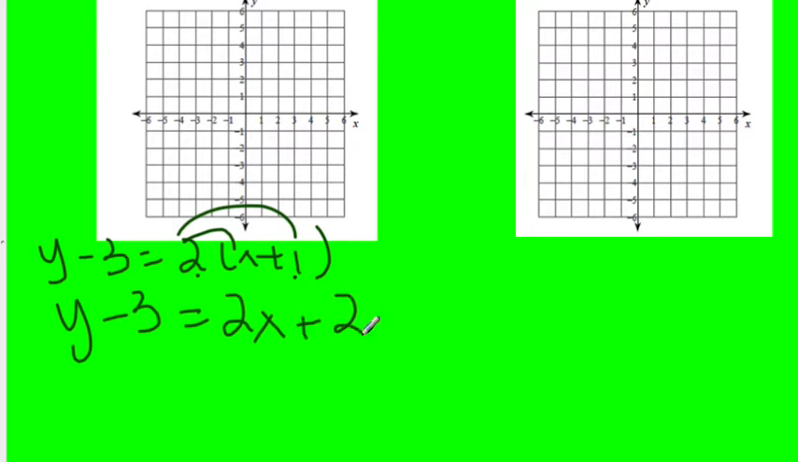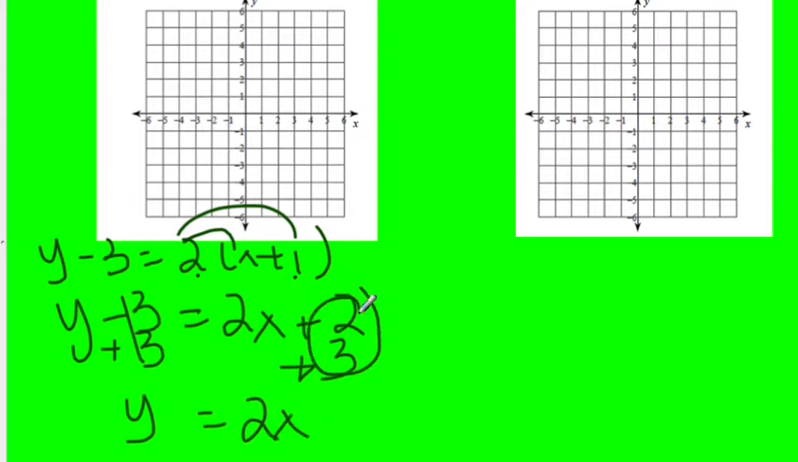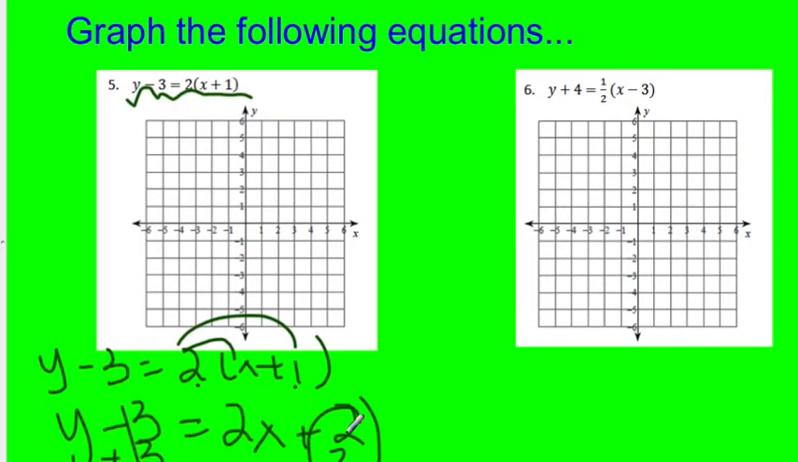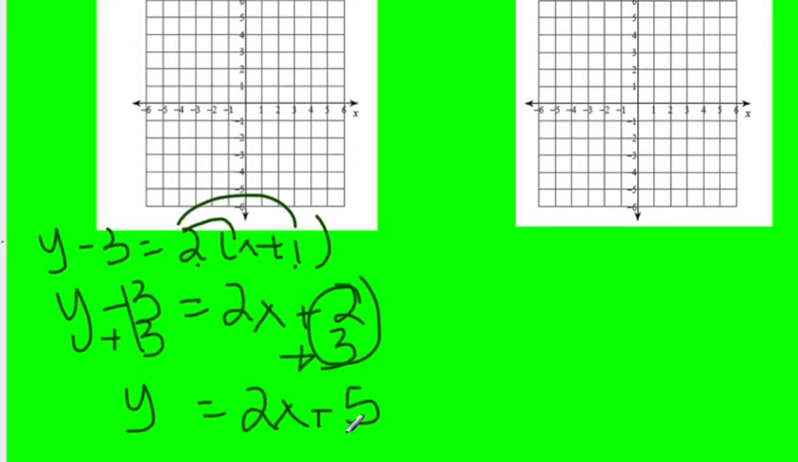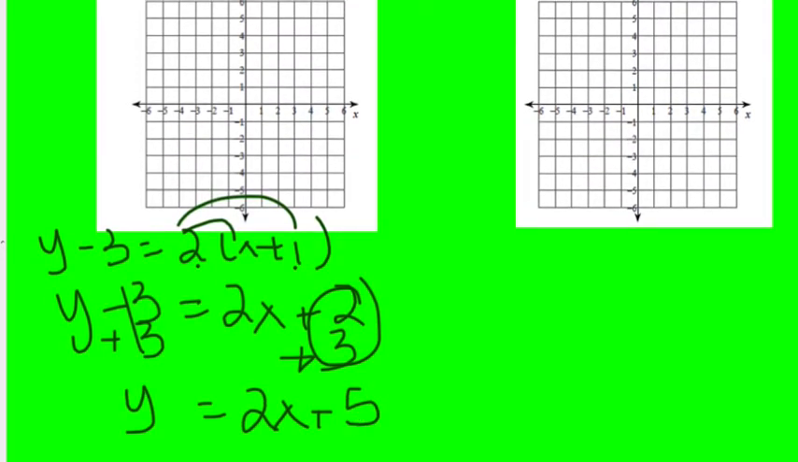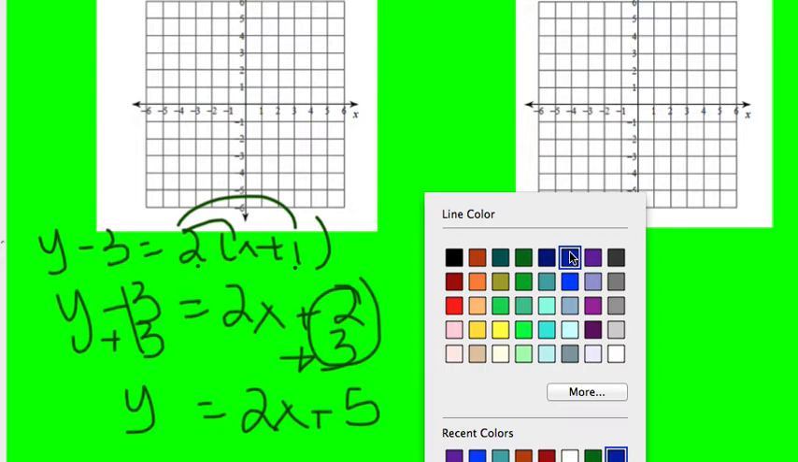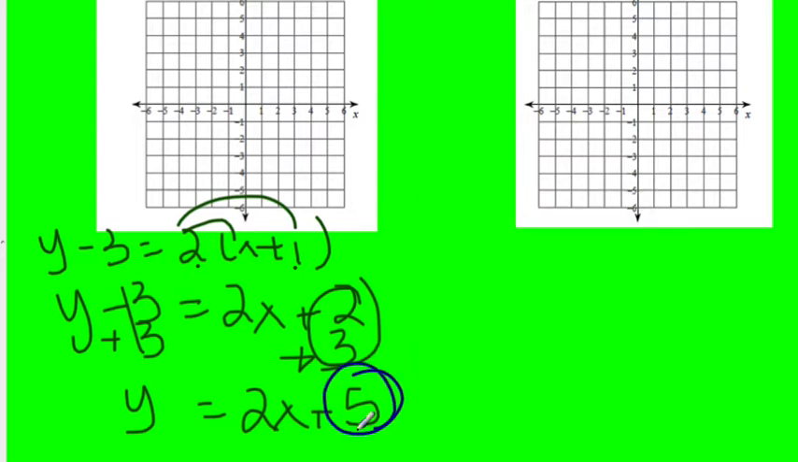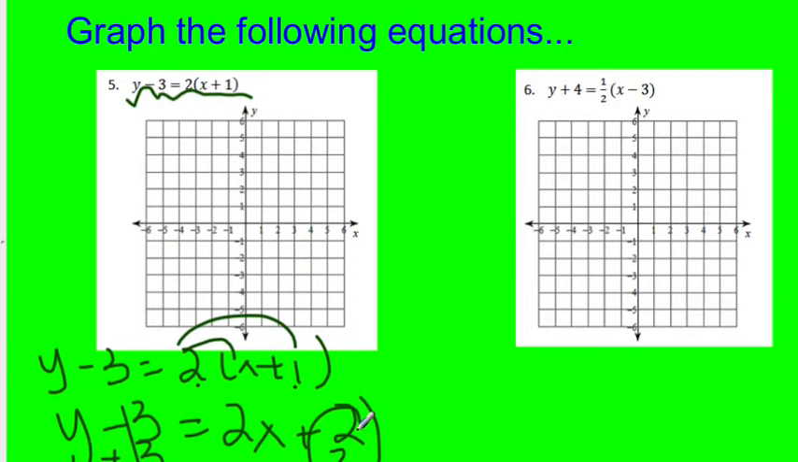Last thing I need to do is get that y by itself. So I'm going to go ahead and add 3 to both sides. So then I get y, because those cancel, is equal to 2x, and then you're going to add 2 plus 3, and you get 5. So you get that y is equal to 2x plus 5. So let's go ahead and plot that. If we have that plus 5, that means that 5 is going to be our y-intercept. That's where we're crossing the y-axis. So I find 5 on the y-axis.